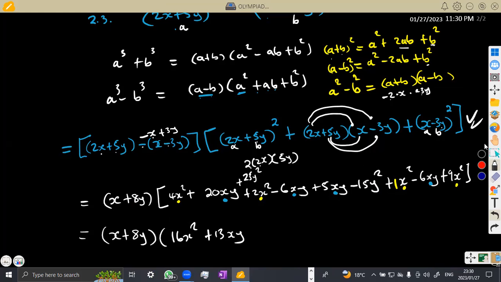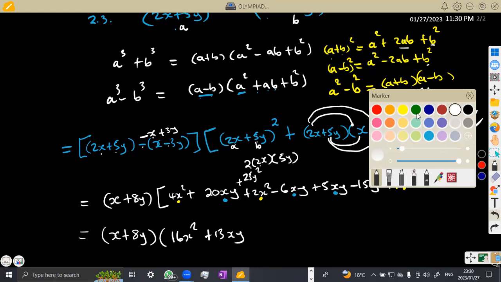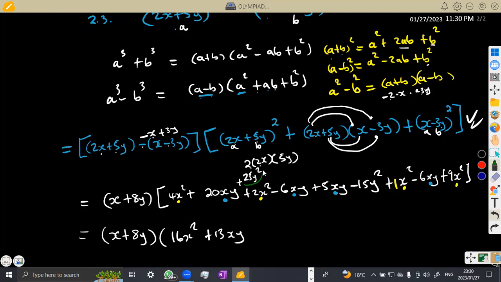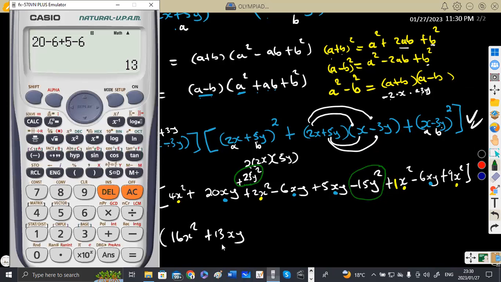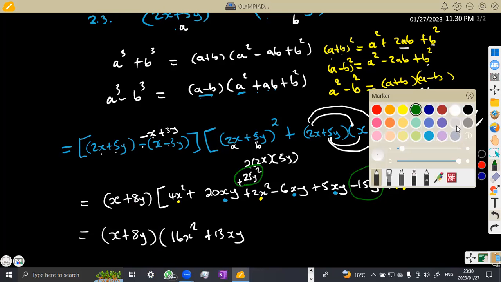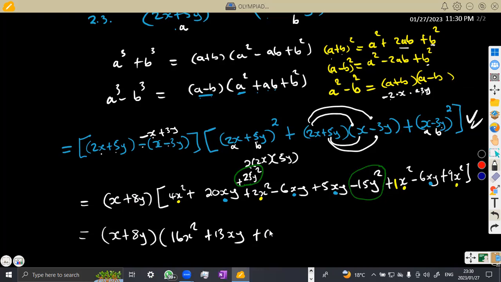Okay, we move on to y squared. As you can see, there is also y squared, the one that we added here. And also we've got y squared here. So these are the two. 25 minus 15 in this case is 10. So you're going to obtain positive 10y squared, in a bracket.